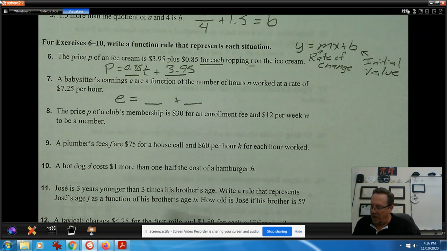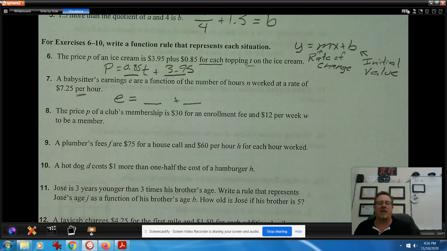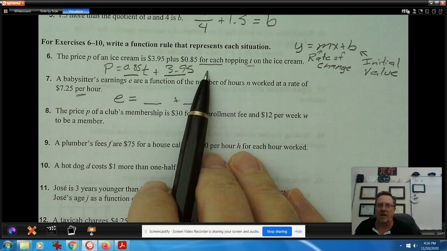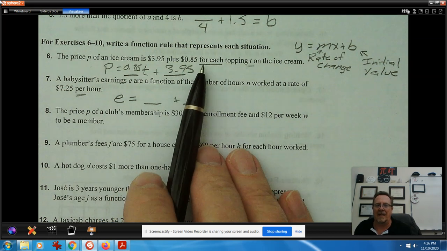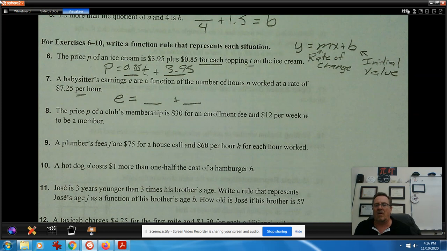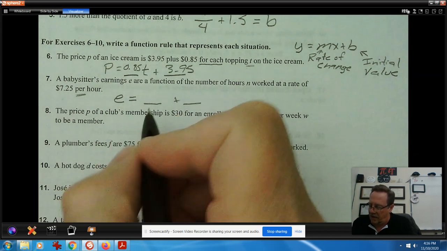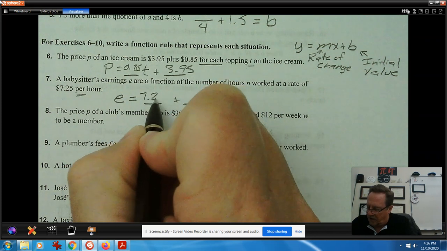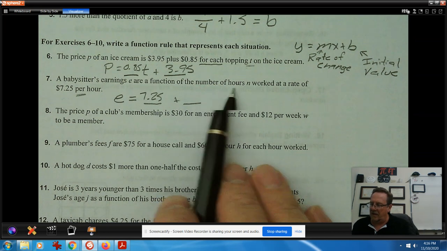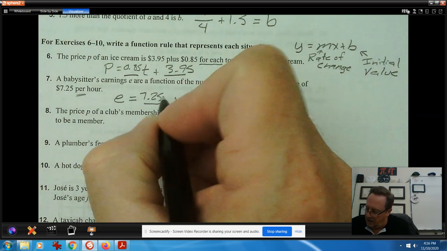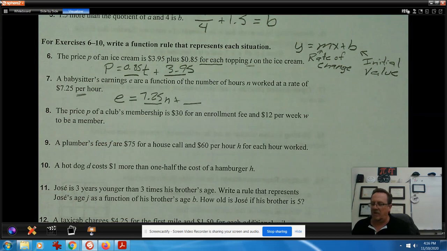$7.25 per hour. Now, per is another keyword, just like for each were keywords. When you see per or for each, that is always going to tell you that's our rate of change or slope. So right off the bat, if they're going to change per hour, I know it's 7.25. That's my M, right? Per hour, and it says here that the number of hours worked, N, is my other variable. So I'm going to say 7.25N.